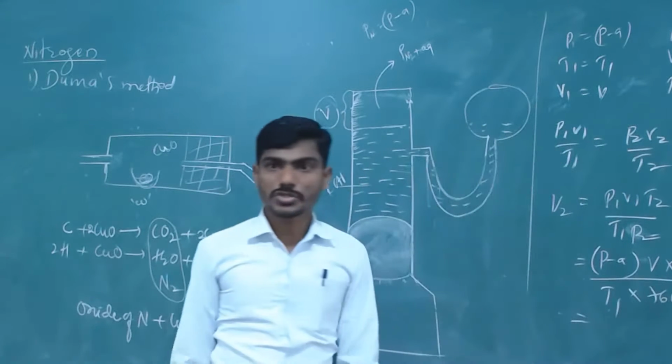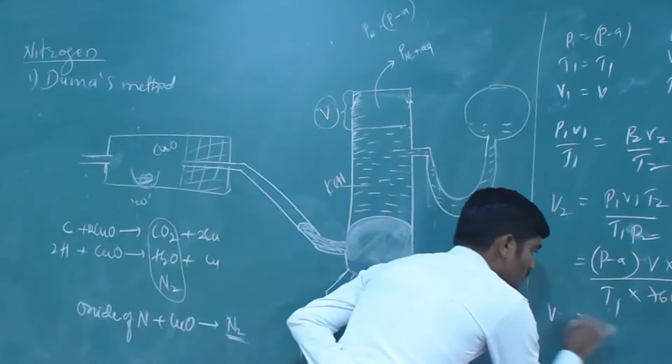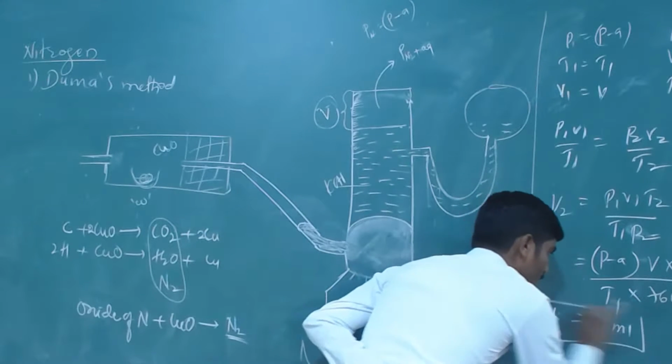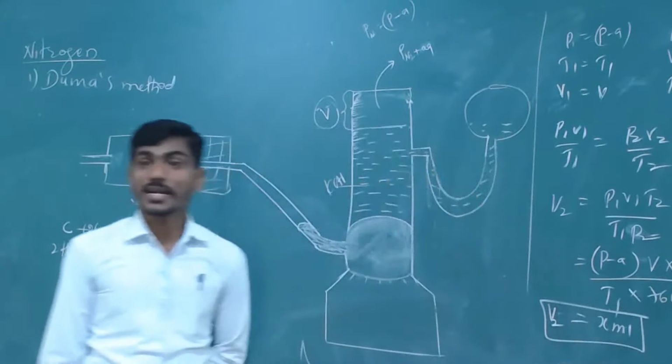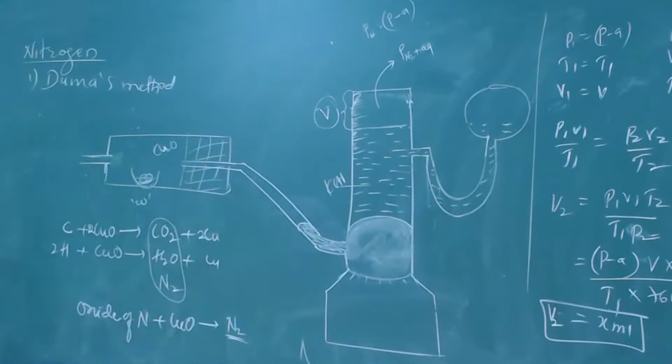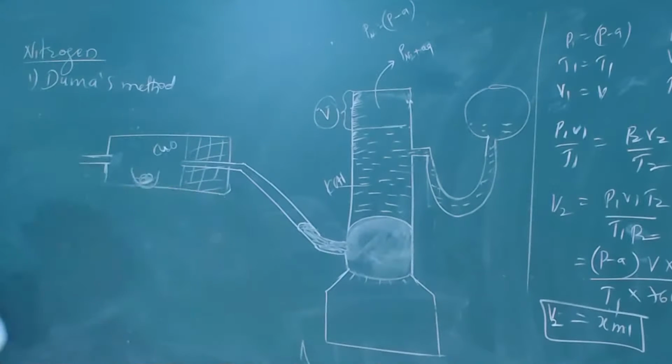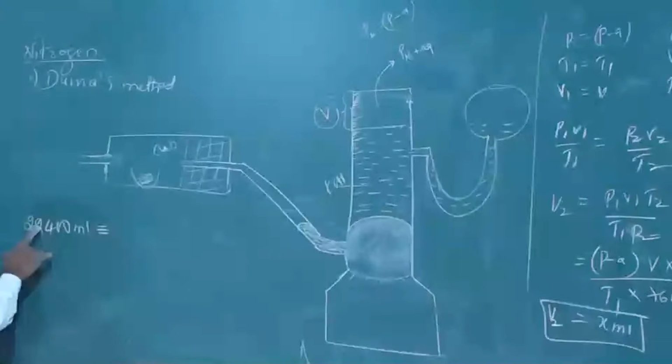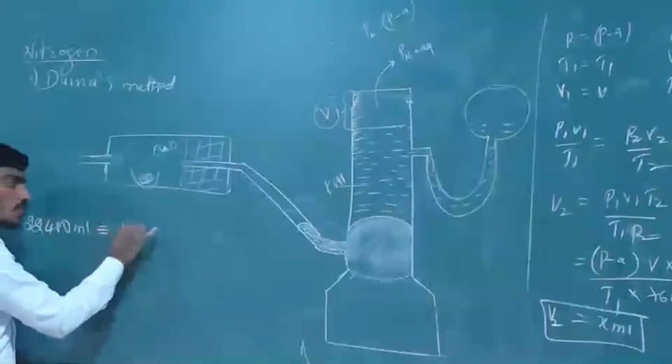Simplify this. After substituting, we have simplified. Let us take this value as x ml. The volume of nitrogen collected at STP is x ml. Over. Remaining is stoichiometry. Suppose you are getting 22.4 liters of nitrogen, then that indicates 1 mole. 1 mole of any gas occupies 22.4 liters. So if we get 22.4 liters, this indicates 1 mole of nitrogen.